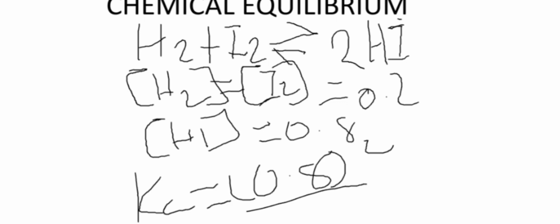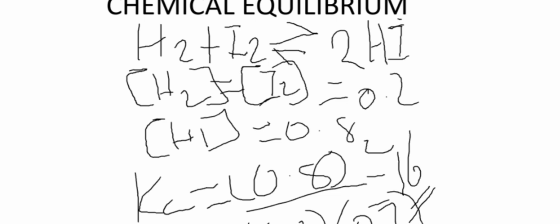So we say 0.8 power 2 over, what about the reactants? So the reactants, we have 0.2 times 0.2 because they all have coefficients of 1. At the end, the answer we are going to find is 16. So this 16 is what we call our equilibrium constant. So this is just how we calculate.